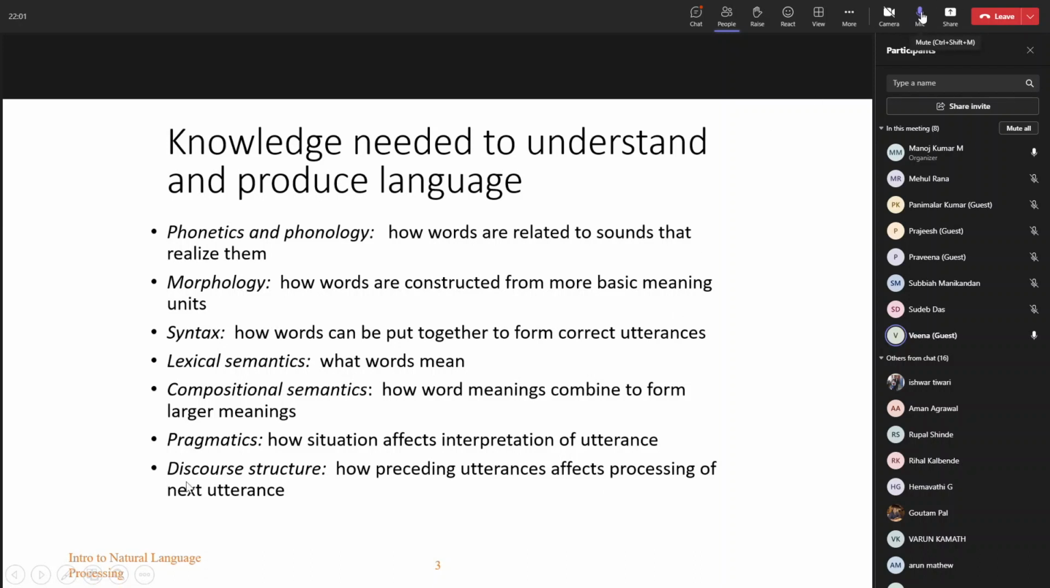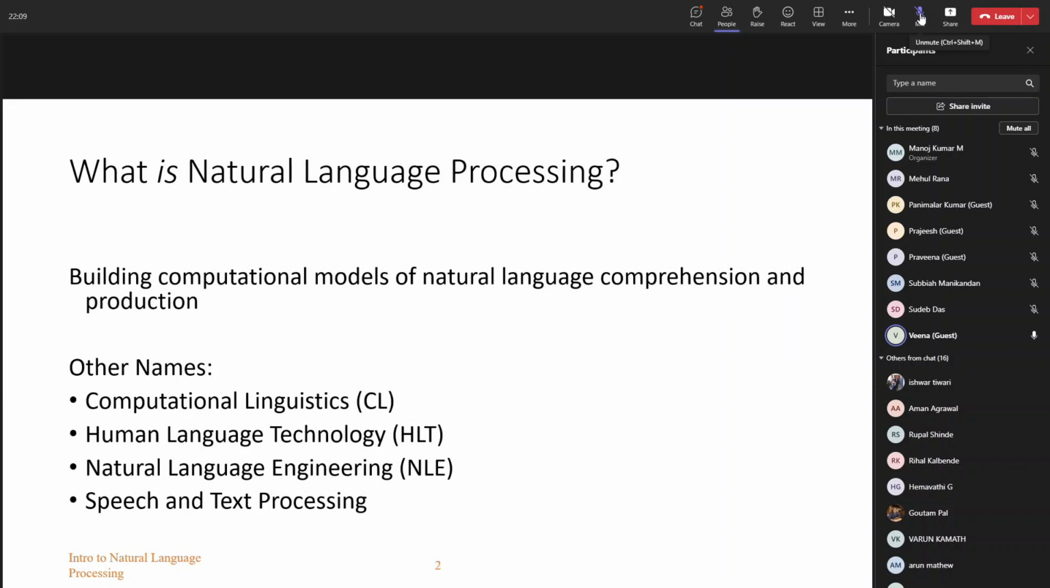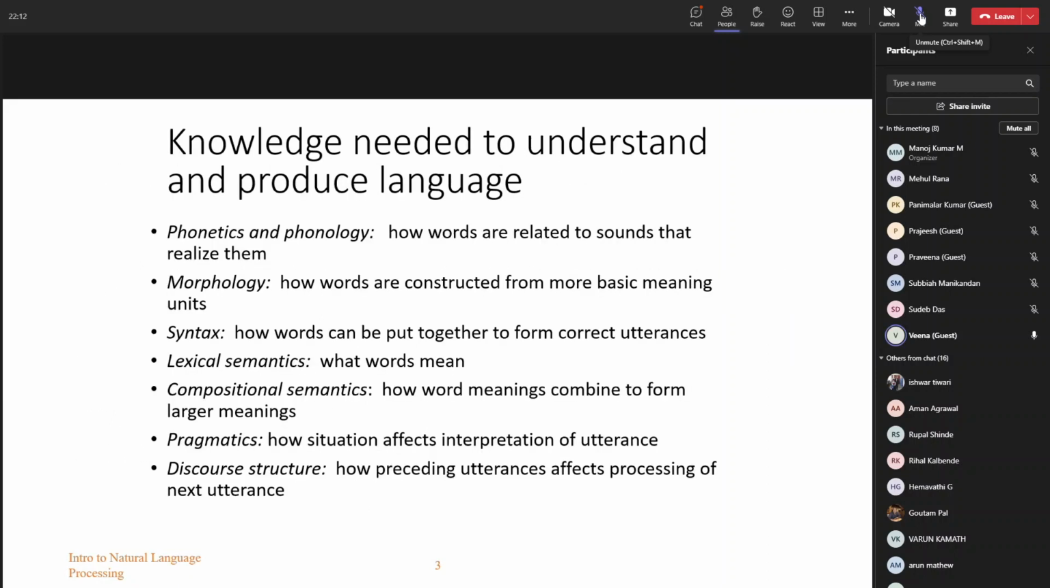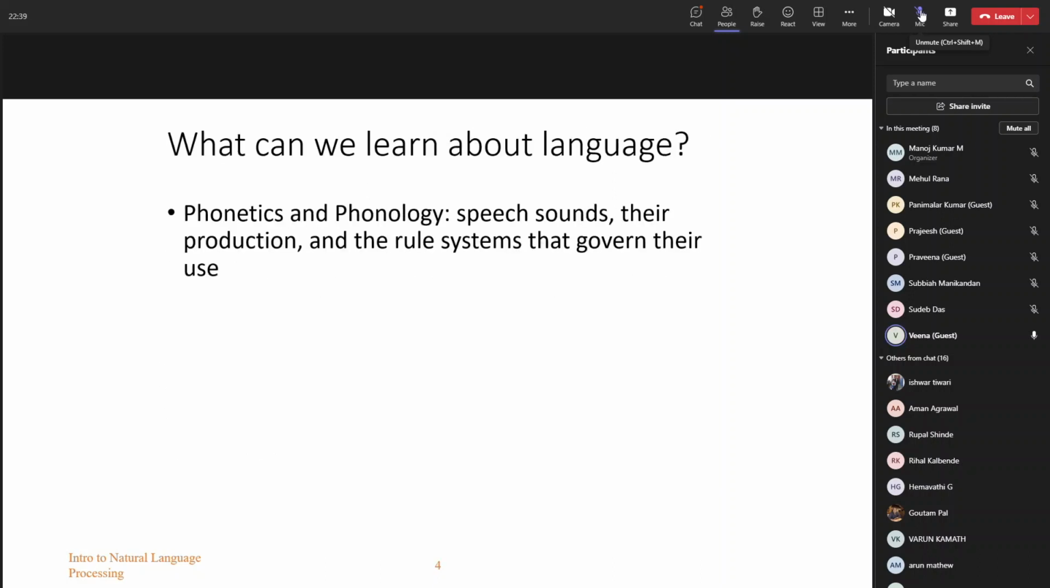And the last one is discourse structure: how a preceding utterance affects the processing of the next utterance. It is also similar to contextual language. When we are telling multiple statements, if you take the second statement as is, it may not give that meaning. It has to be connected with the first statement to get the complete meaning. We will see in detail.